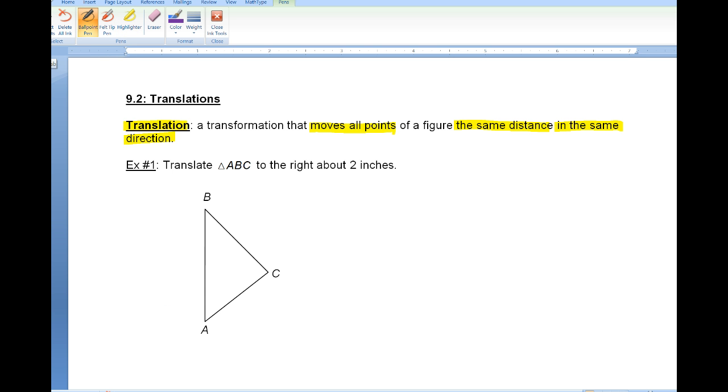So take this next one, triangle ABC, and we want to translate triangle ABC to the right. So we need a direction. We have a direction, and we have a distance. That's what we need with a translation, a direction and a distance. So use your ruler if you have one. If you don't, just share one. Obviously, I can't measure 2 inches because that won't work right on mine.